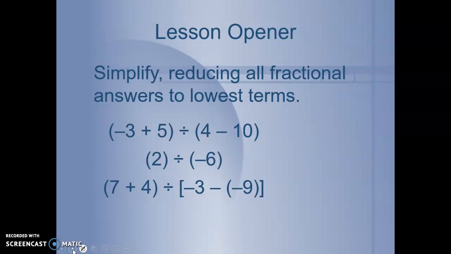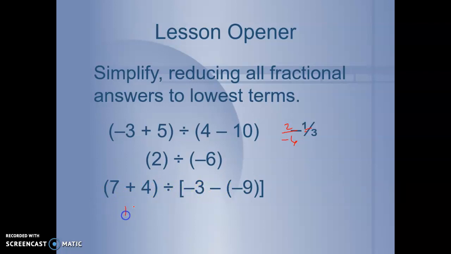For our lesson opener, let's simplify these terms using our order of operations and reduce all fractional answers to lowest terms. So if we have negative 3 plus 5 divided by 4 minus 10, that's 2 divided by negative 6. If we simplify that, those can both be divided by 2, and our lowest terms there is negative 1/3. What about 7 plus 4 divided by negative 3 minus negative 9?